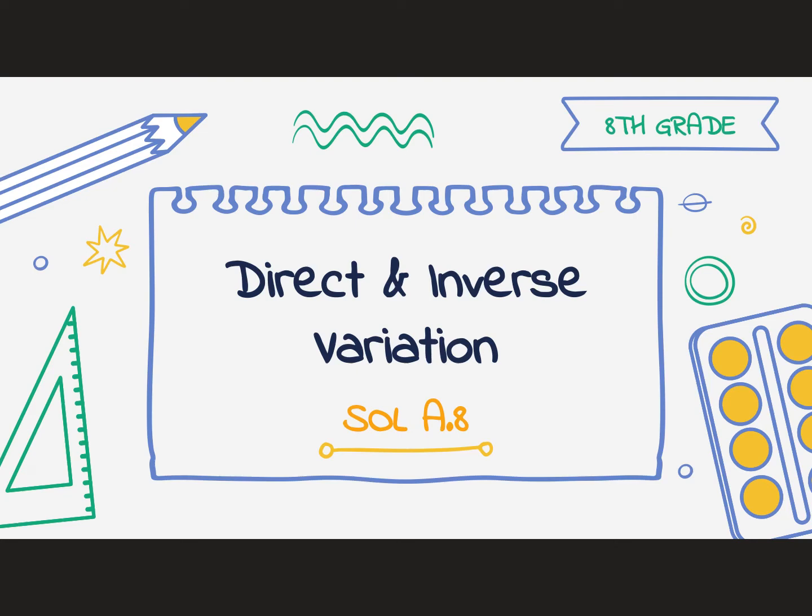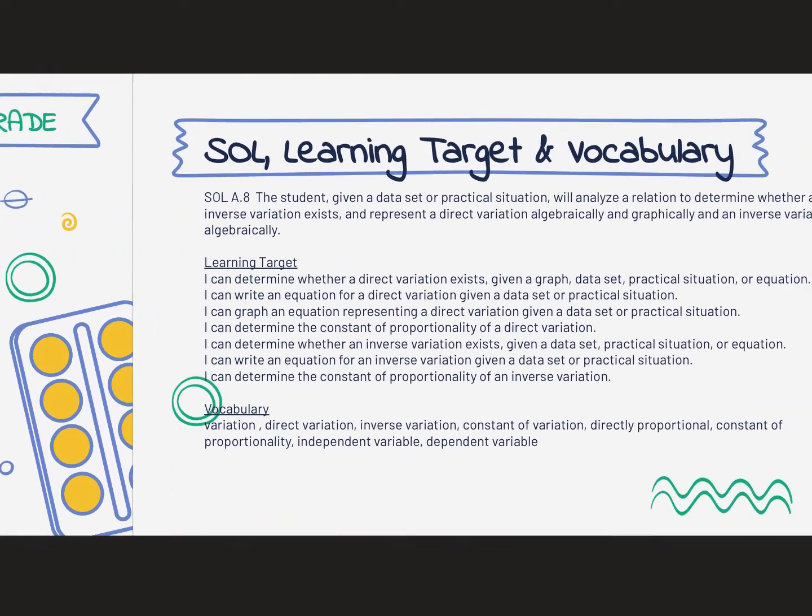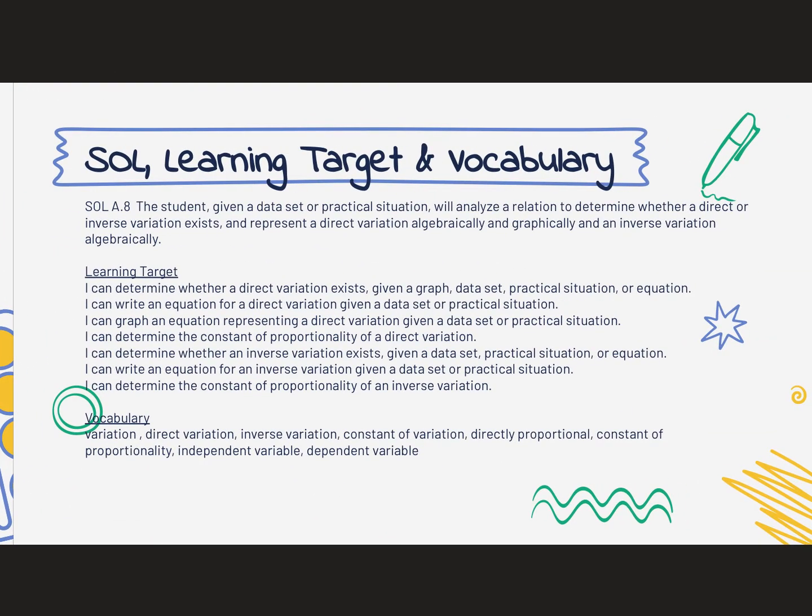For today's lesson, we're going to take a look at direct and inverse variation. All right, so this is SOL A.8. The student, given a data set or practical situation, will analyze a relation to determine whether a direct or inverse variation exists and will represent a direct variation algebraically and graphically and an inverse variation algebraically.